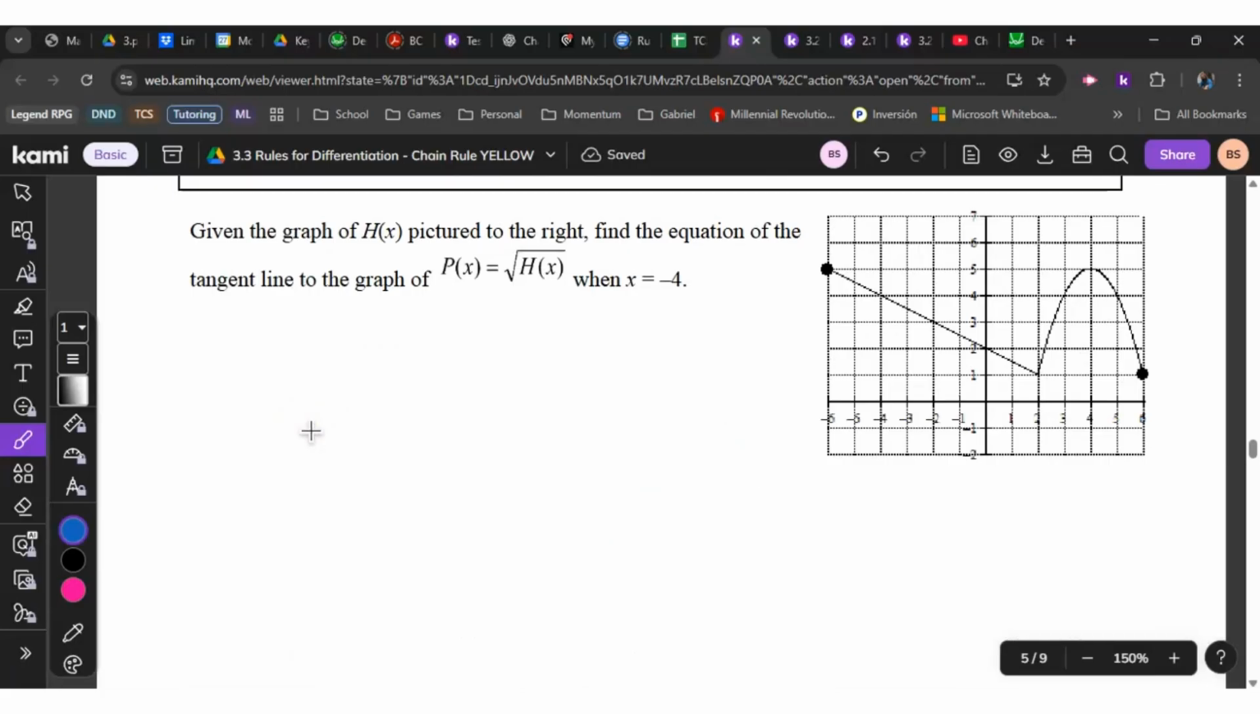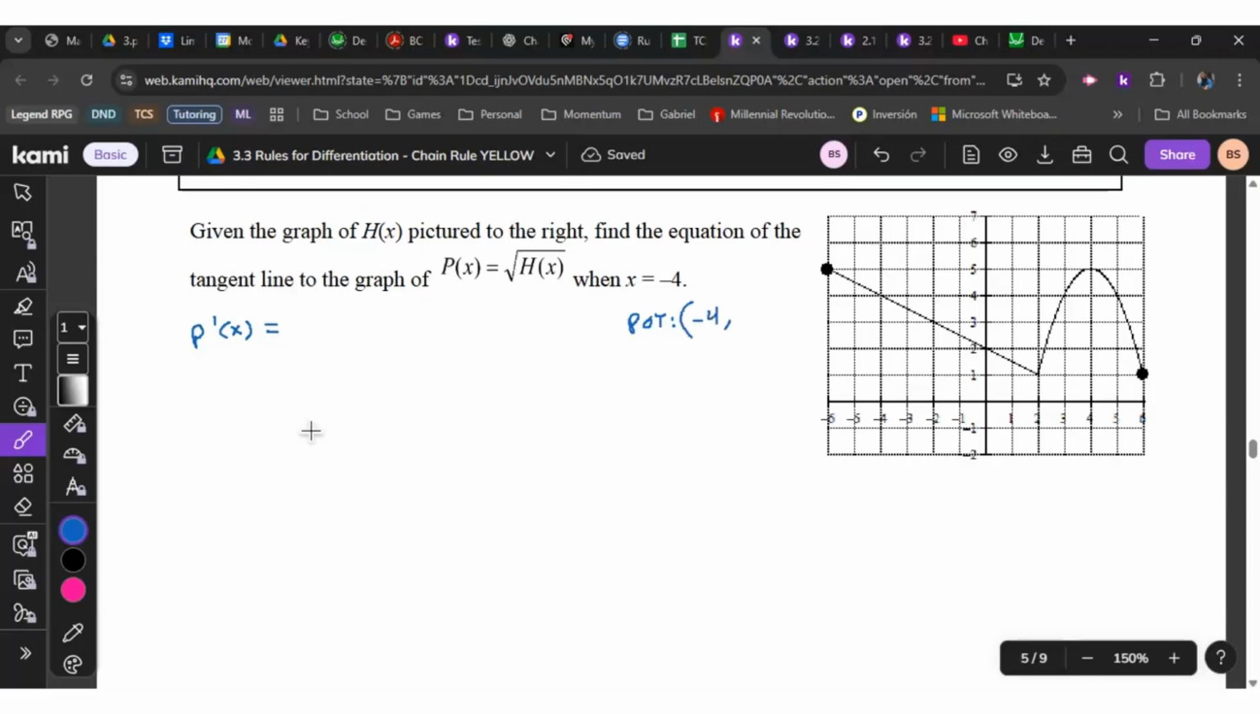Okay, so given the graph of h of x, which is pictured, find the equation of the tangent line of p of x when x is 4. So p of x is the square root of h of x. Let's start by just finding p prime of x. Because if I'm doing the equation of the tangent line, I need the point and the slope, right? So I guess I could have done my point first. Let's do the point first. That's usually what we do, right? And then I just plug it in.